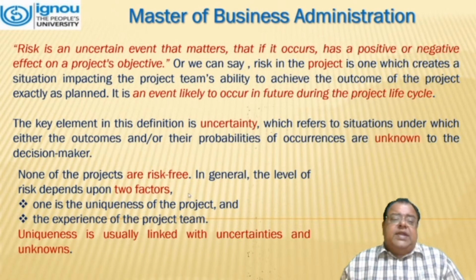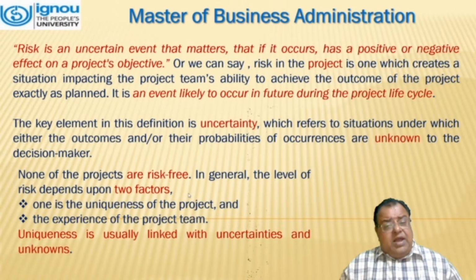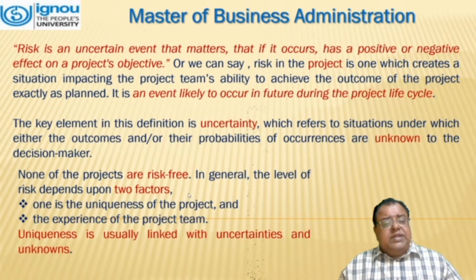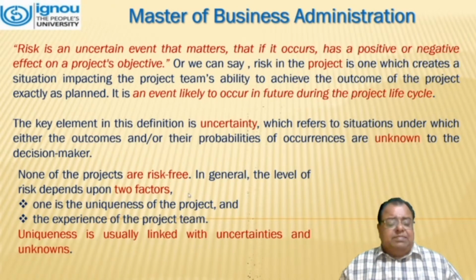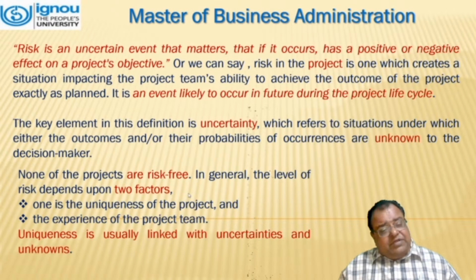Risk is an uncertain event that, if it occurs, has a positive or negative effect on project's objective. Or we can say risk in the project is one which creates a situation impacting the project team's ability to achieve the outcome of the project exactly as planned. It is an event likely to occur in future during the project life cycle.